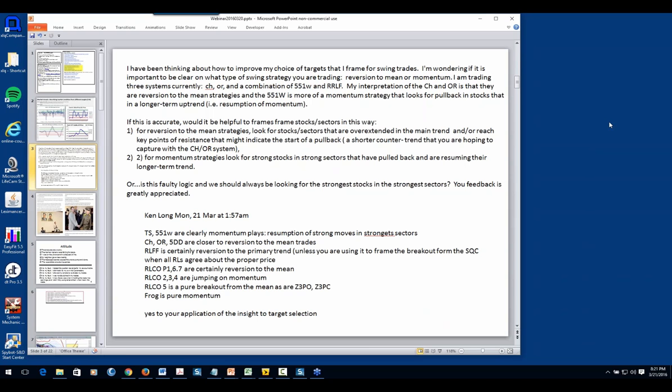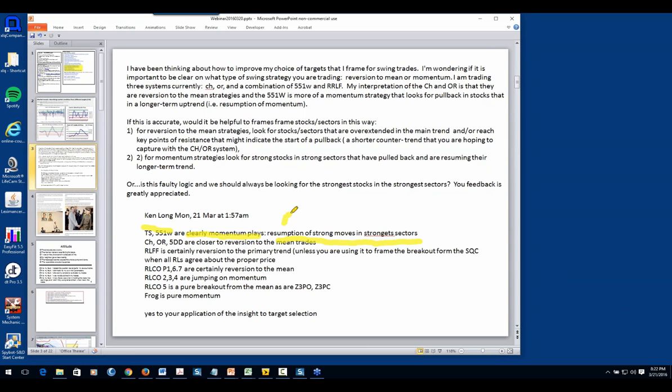And so I thought it'd be useful to talk about the swing systems in this context. These are the ones that to me are clearly momentum plays, where we're looking for a resumption of the trends, a resumption of moves in the strongest sector. So the triple screen and 551W are absolutely momentum.